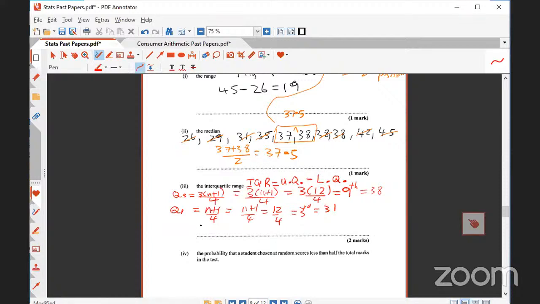And so my interquartile range is the upper quartile, which is 38, minus the lower quartile, which is 31.